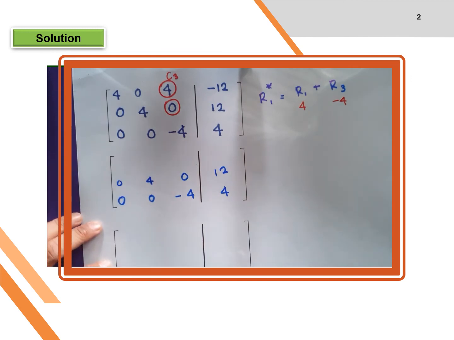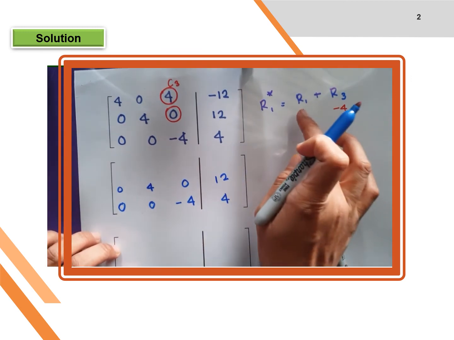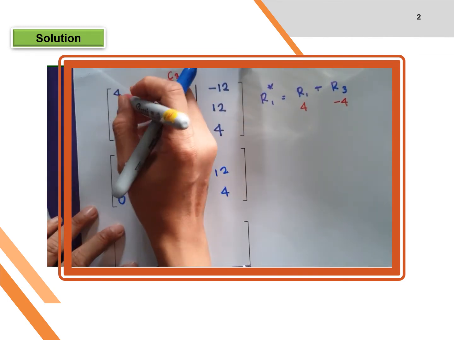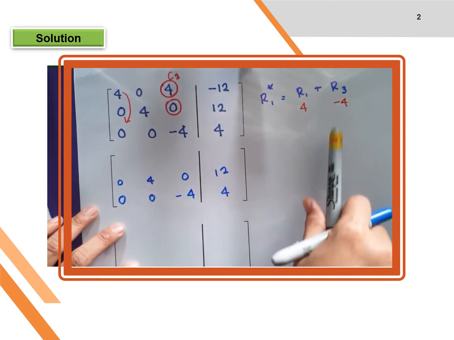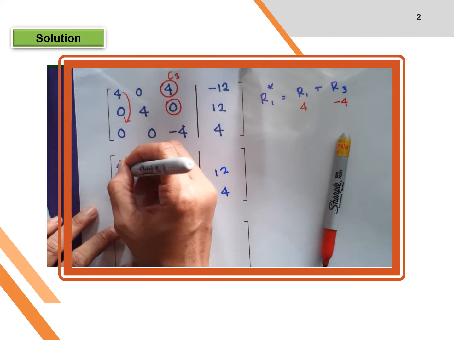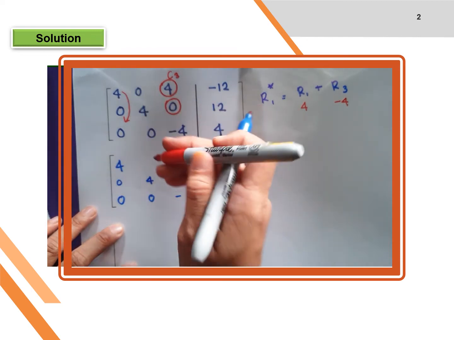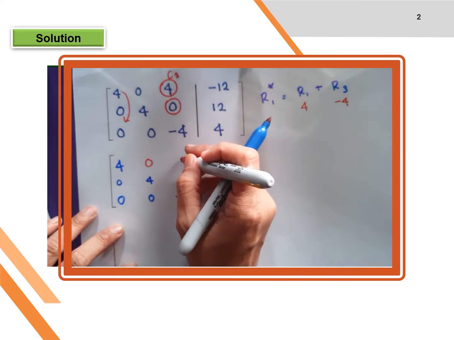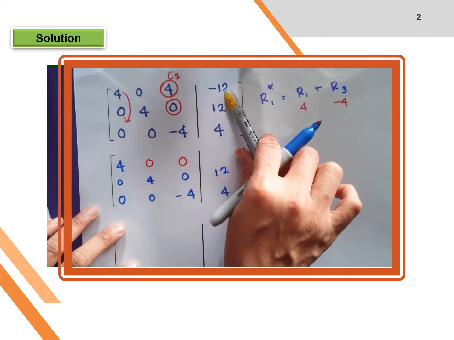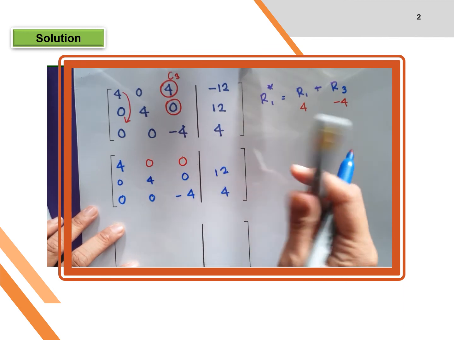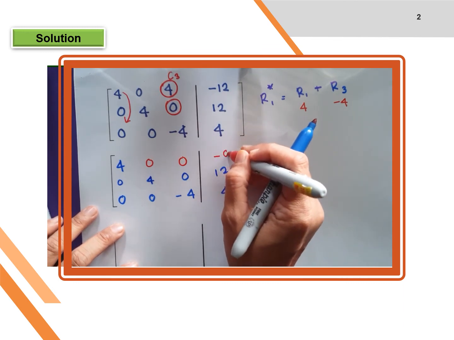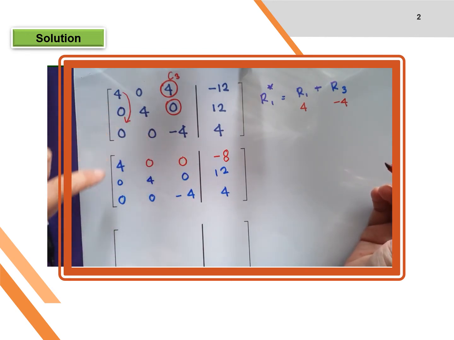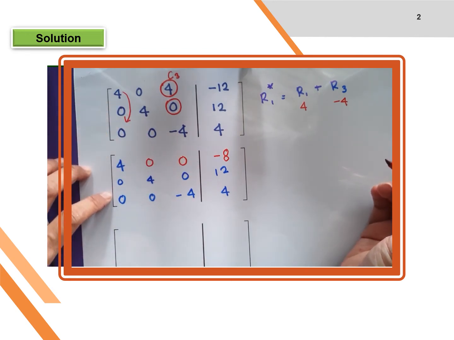Row number 1, new formula, row 1 plus row number 3. So 4 plus 0, which is 4. 0 plus 0, 0. 4 plus negative 4, 0. Negative 12 plus 4 is equal to negative 8. And now we already have the diagonal matrix on the left side.